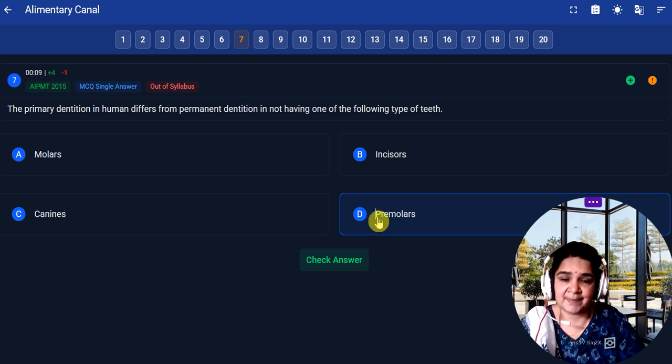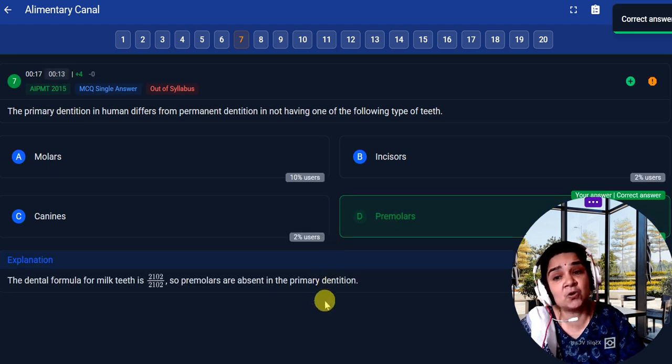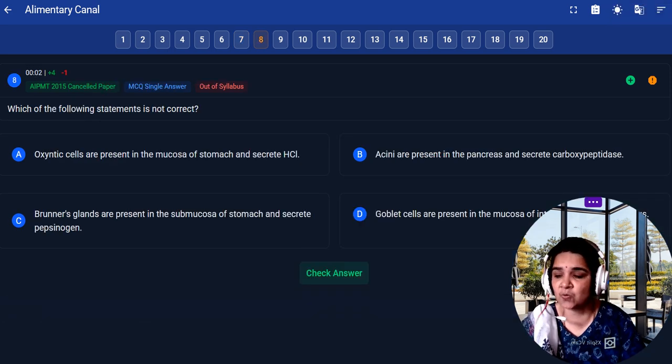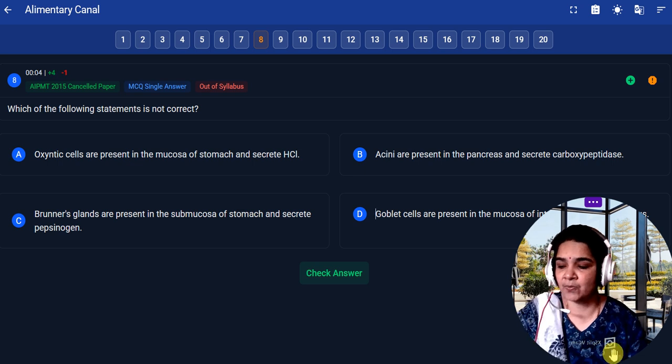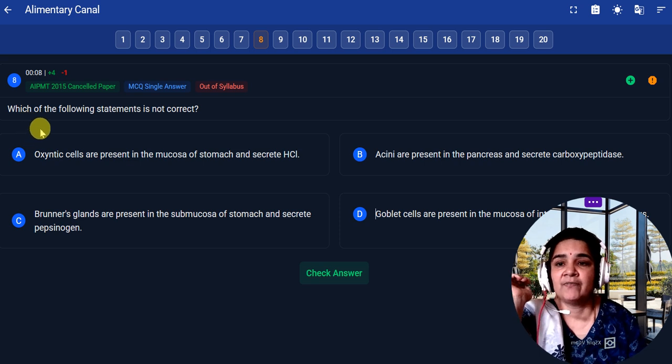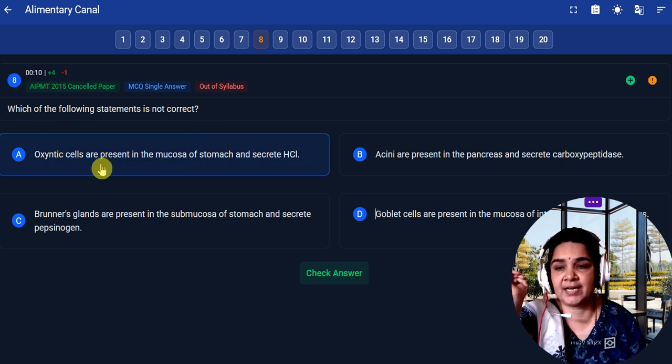The primary dentition in the human differs from the permanent dentition in not having which type of teeth? In the temporary dentition, that is in infants, they will not have two premolars and one molar. So we know that it is 2102 by 2102 in the case of infants, whereas in the case of adults it is 2123 by 2123.